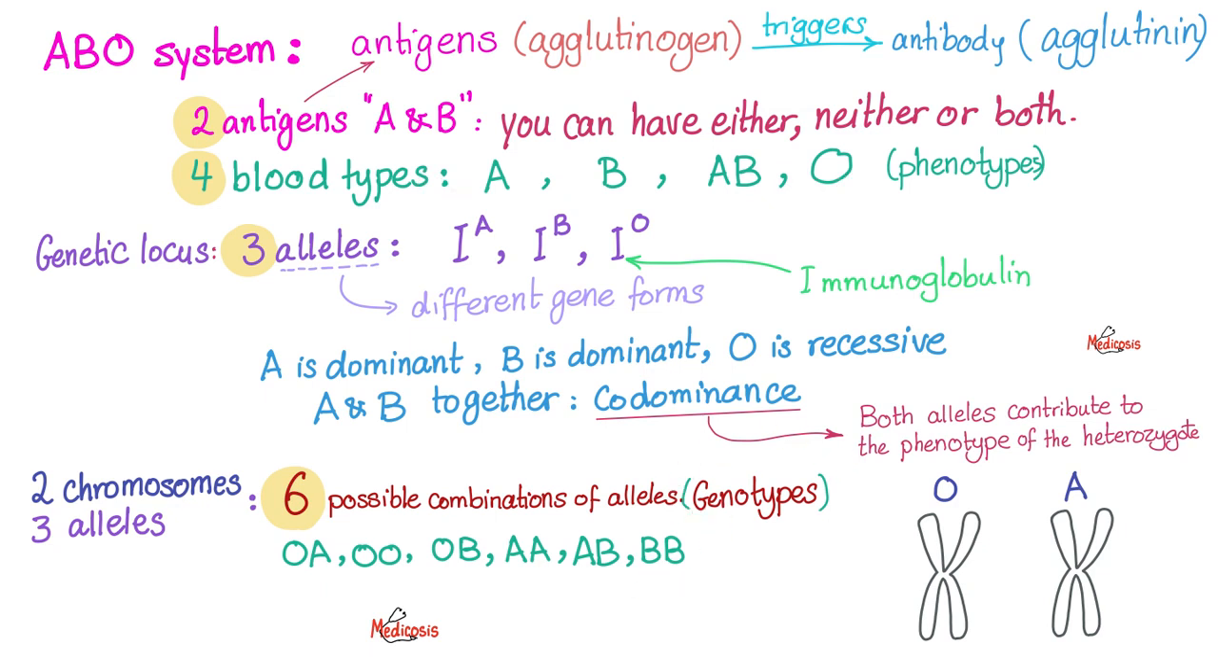Okay, it could be BB. All right, if this is my genotype, my phenotype will be just B. How about AB? You will be AB. If my genotype is AA, my phenotype is just blood group A. How about BO? B dominates over the O. Your blood group is B. How about OO? You're just blood group O. How about AO? A dominates over the O. So your blood group is A.